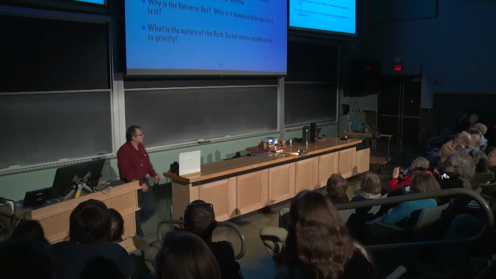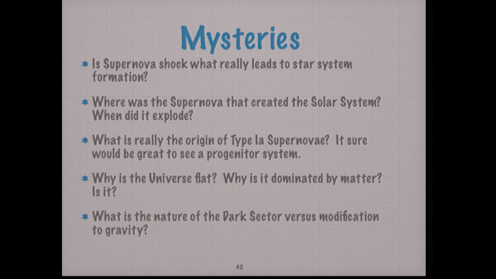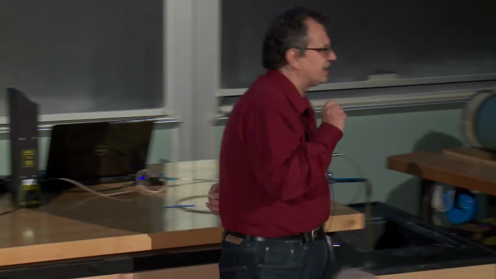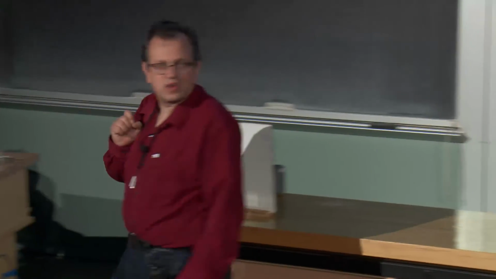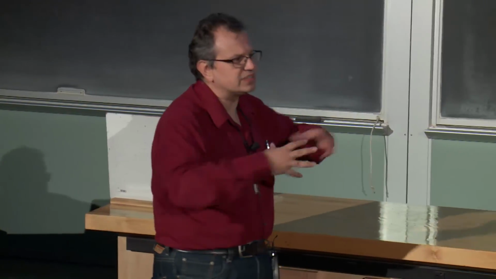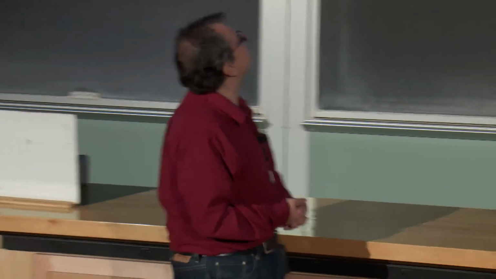I don't want to go away saying that we understand everything. There are a great deal of mysteries, and let me just highlight the ones that what I talked about here today brought up. Is supernova shock really what leads to star formation? The evidence is very, very strong for this, but we've yet to have a smoking gun. Supernova 1987A is the candidate, right? If we start to see a star forming in the shock, in the expanding cloud of supernova 1987A, we can check that off. Supernova remnants and the shock caused by them lead to star formation.